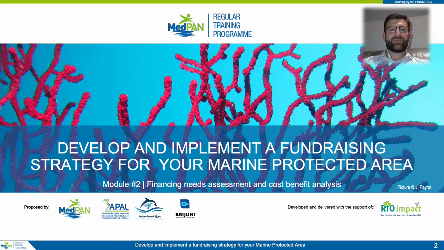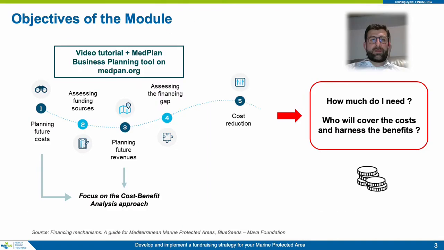Welcome to module 2 of this training on how to develop and implement a fundraising strategy for marine protected areas. This second module is about assessing the financing needs of your MPA. I will also introduce the concept of cost-benefit analysis, as it is particularly useful as a decision-making tool for fundraising strategies. This module will give you an overview of the first step in developing a fundraising strategy, which is to analyze the funding needs of your MPA.